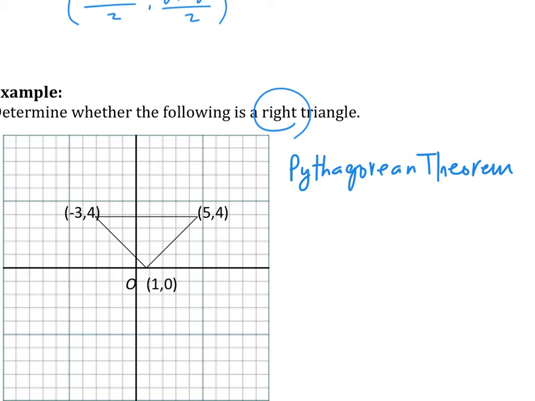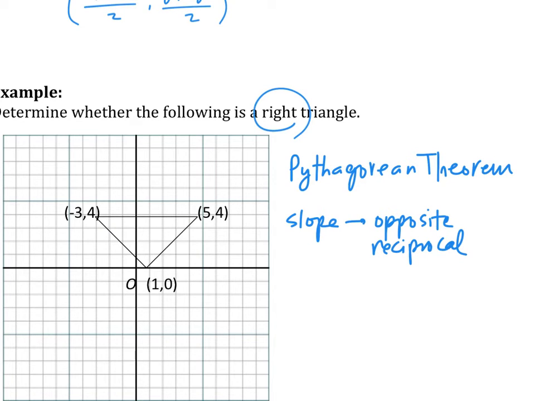Well, maybe what you can do is check the slope. So what do the slopes have to be? If it is a right triangle, then two of the slopes have to be perpendicular. And to be perpendicular, the two lines have to be perpendicular, which means the slopes have to be opposite reciprocals. Okay, of course, you can try other methods as well, but let's just try these two methods.